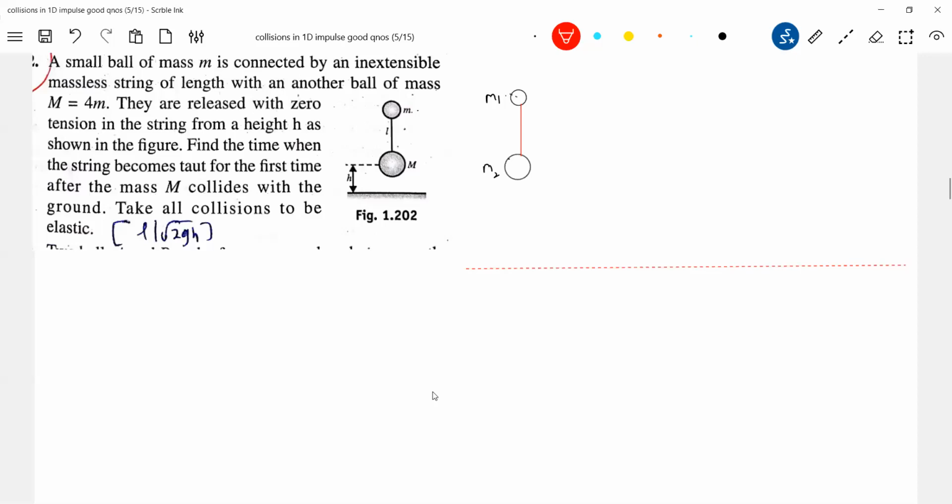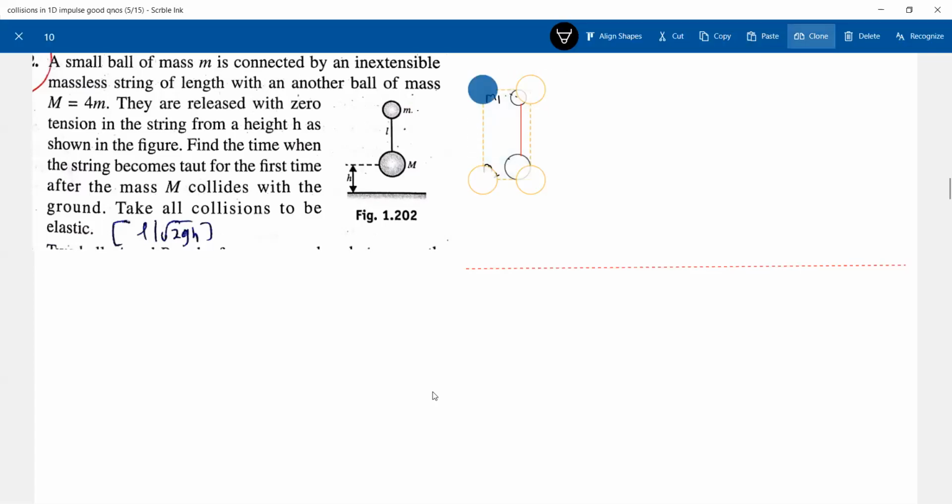They'll come and collide. Then find the time when the string becomes taut for the first time after the mass m collides with the ground. Take all collisions to be elastic. So both will descend. They'll come here, no? They'll collide.